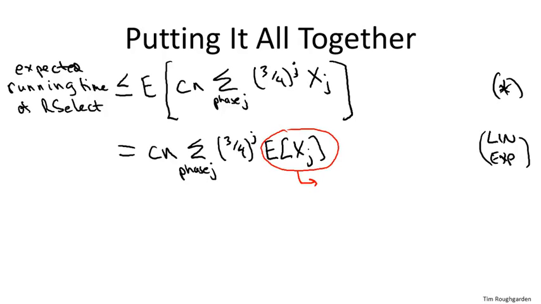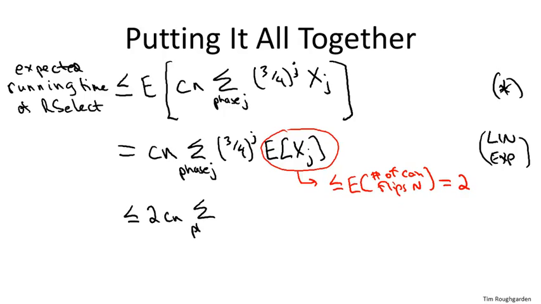Now, in the previous two slides, we figured out an upper bound on how many recursive calls we expect to see in each phase. By the reduction to the coin flip analysis, this is at most the expected number of coin flips N, which on the previous slide we argued was exactly 2. So bringing that 2 out in front of the sum, since it no longer depends on j, we get at most 2cn times the sum over phases j of 3/4 raised to the j.